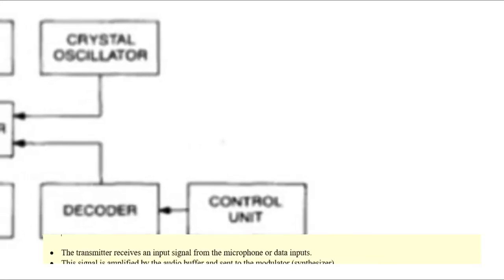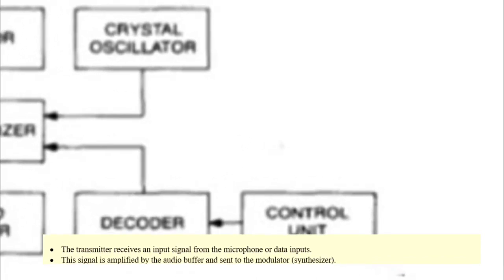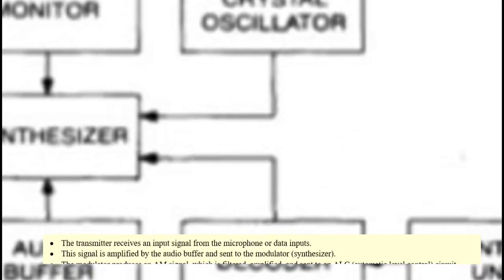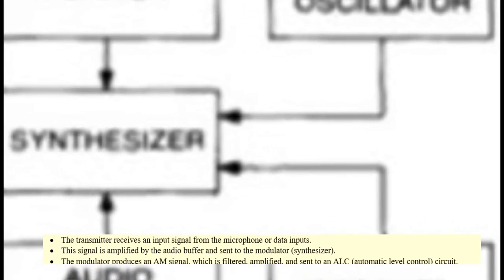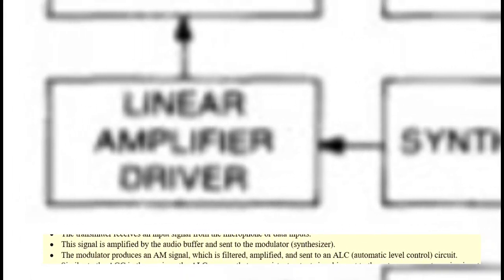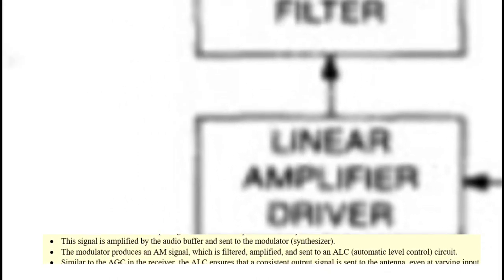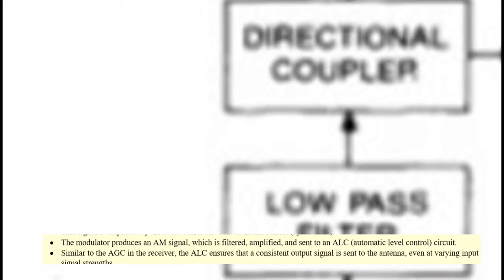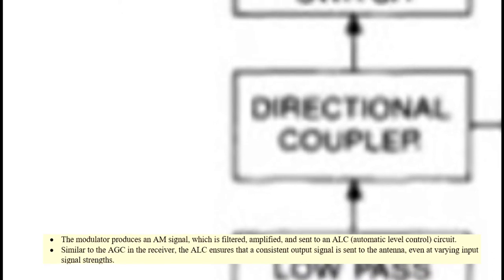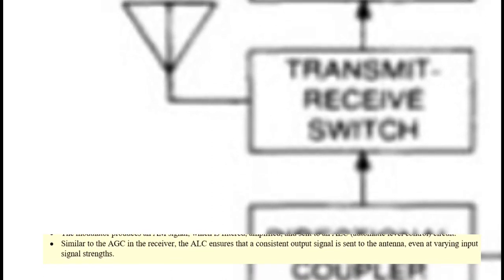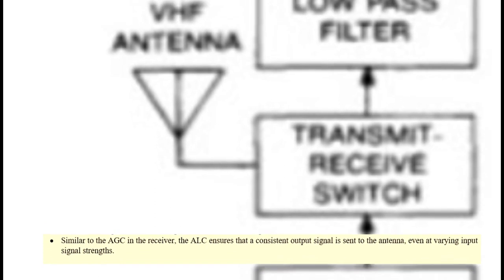The transmitter receives an input signal from the microphone or data inputs. This signal is amplified by the audio buffer and sent to the modulator, in bracket, synthesizer. The modulator produces an AM signal, which is filtered, amplified and sent to an ALC, automatic level control circuit. Similar to the AGC in the receiver, the ALC ensures that a consistent output signal is sent to the antenna even at varying input signal strengths.